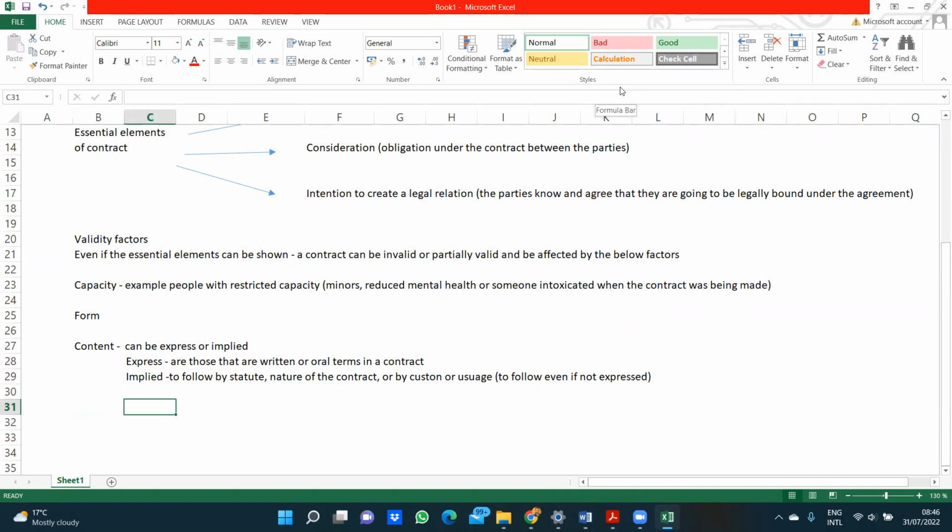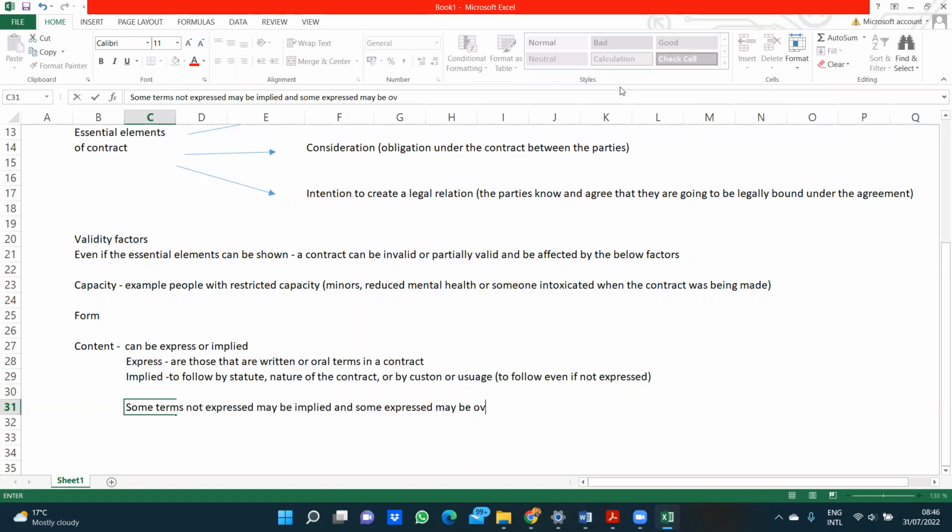And one thing I need to mention here: some terms not expressed may be implied, like for example the laws, and some expressed terms may be overridden by statute. For example, if an express term affects the rights of someone, then this can be overridden by statute.